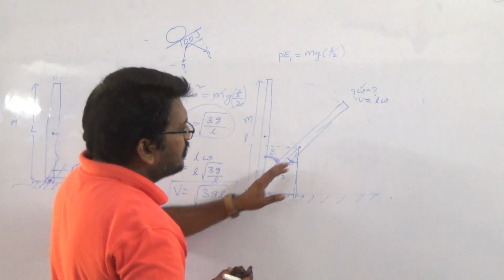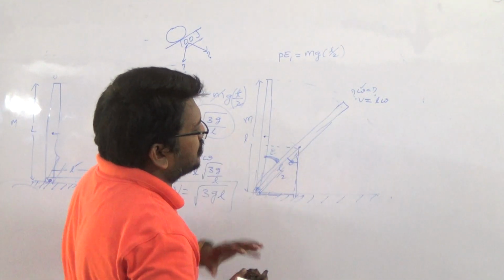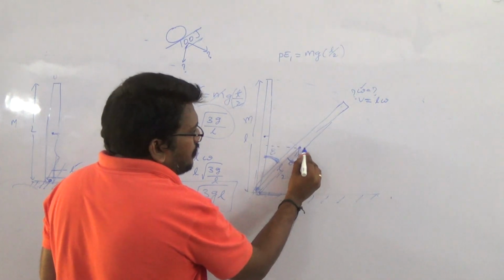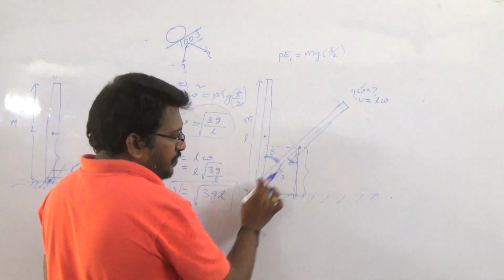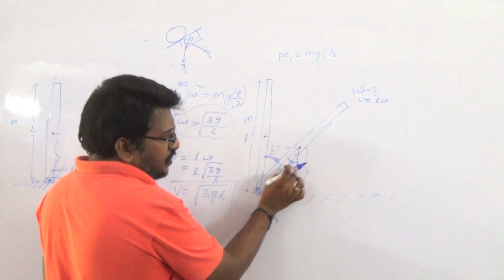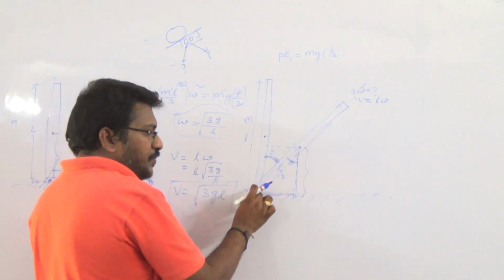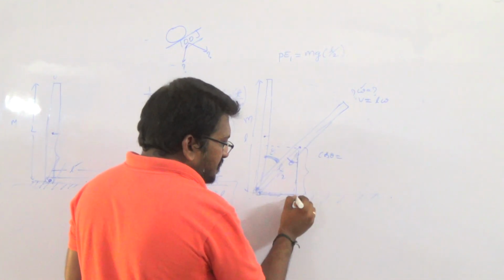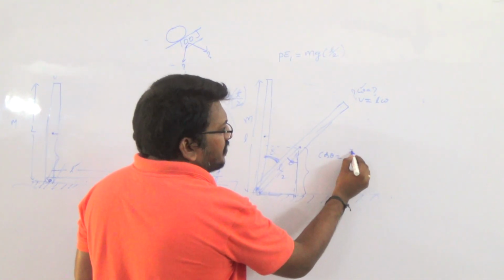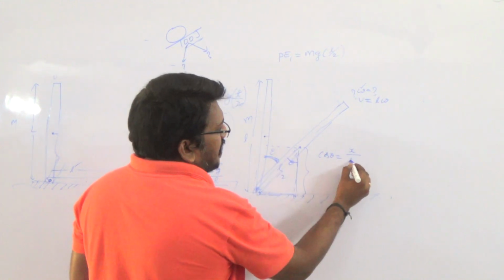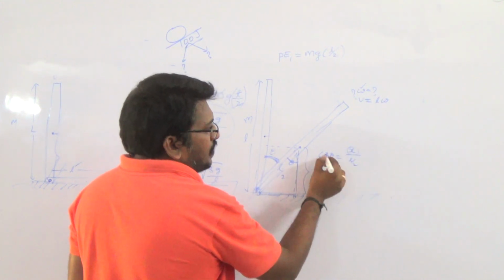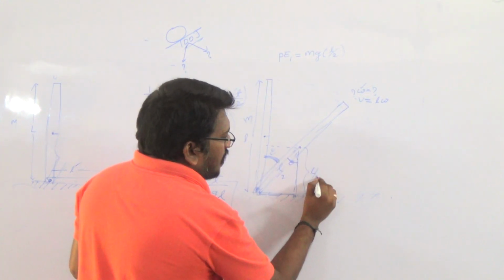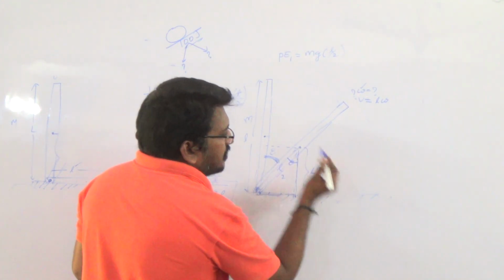Now I am going to calculate the potential energy in this situation. When the rod is displaced from this position to this position, the center of mass is at this height. From this triangle, cos theta equals adjacent by hypotenuse. Adjacent means the height of this body, we don't know, say x, by hypotenuse L by 2. So x equals L by 2 cos theta. So the height of this part is L by 2 cos theta.